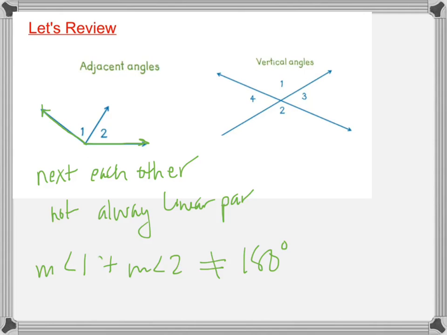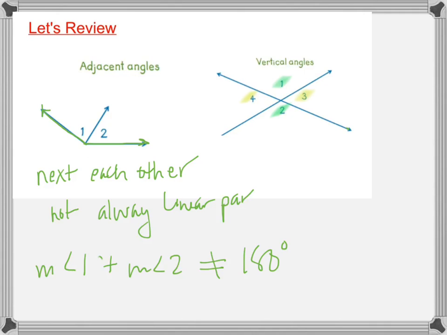Okay? And vertical angles are angles that occur when you take two lines and intersect them. So you take these two lines, you intersect them, and vertical angles are the angles across from each other, the ones that are not adjacent. So the vertical angles, I'm going to put, 1 and 2 are a pair of vertical angles, and 3 and 4 are also a pair of vertical angles.